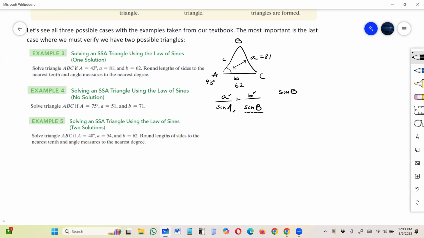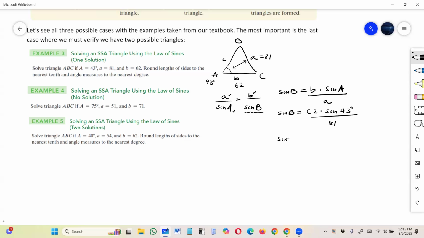So I'm going to do a couple of steps in one just to save us a little work. So sine B equals B times sine A over A. You cross multiply, so I'm going to have sine B times A equals B times sine A, and then I'm going to divide everything by A. So this is what I have. Now I'm going to write it in terms of the numbers that we have. B is 62. Sine A is sine 43 degrees. And again, once you do this on the calculator, you have to remember that you are in degrees. And we're going to divide by A, which is 81.